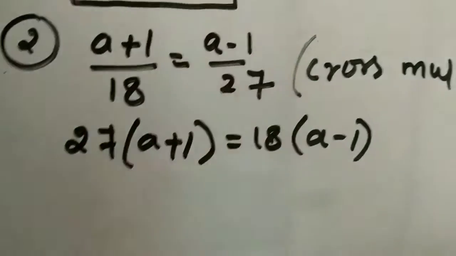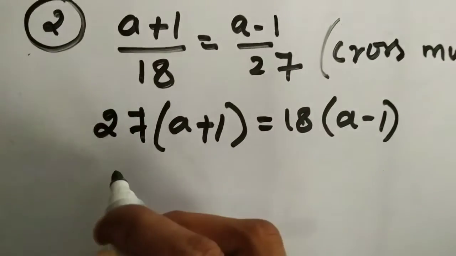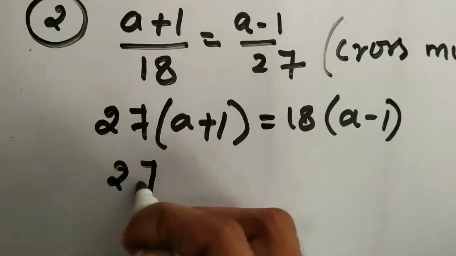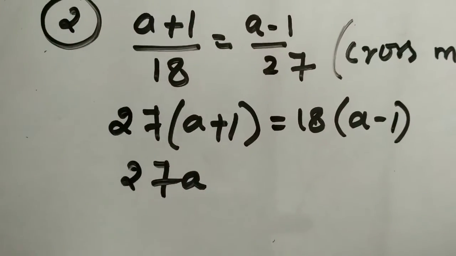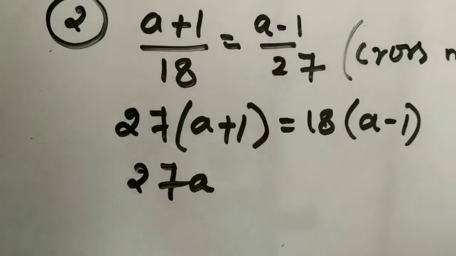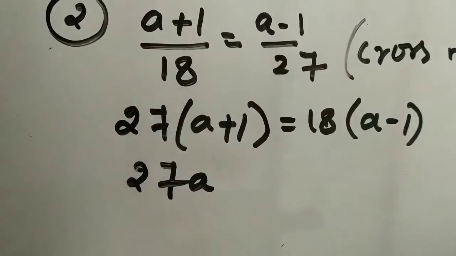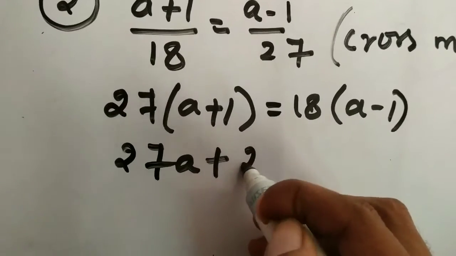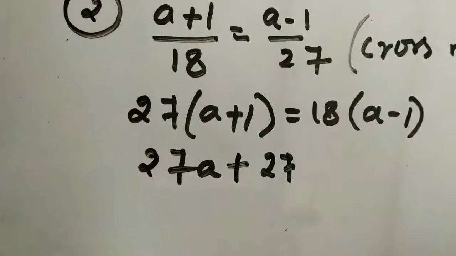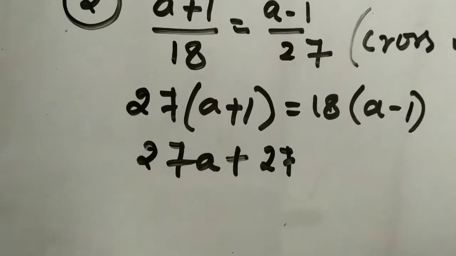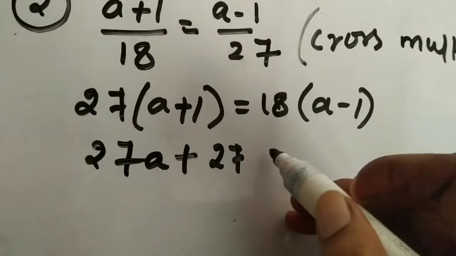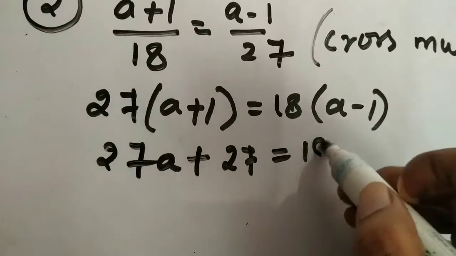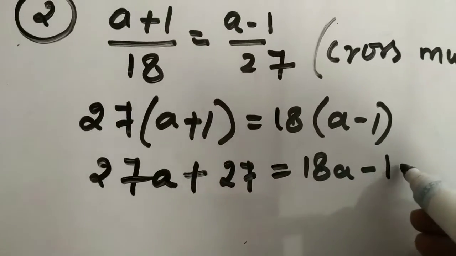Now we will solve it. 27 multiplied by a will give you 27a, and this will become plus 27. And this will become what? This will become 18a minus 18.